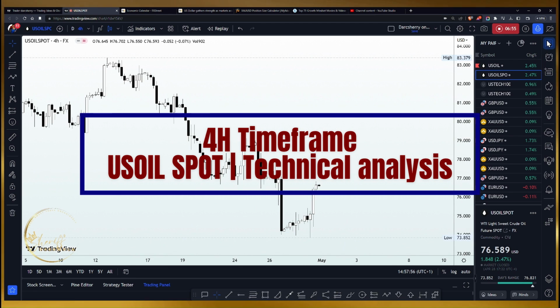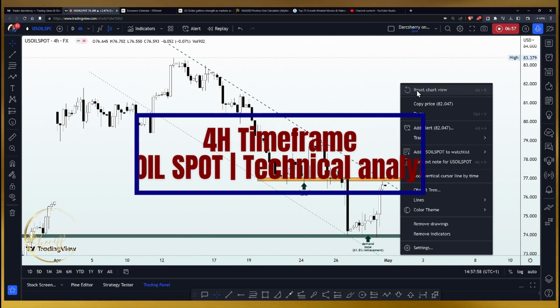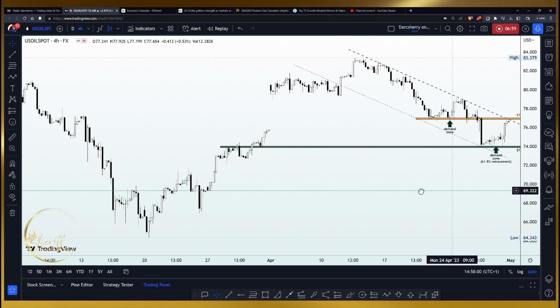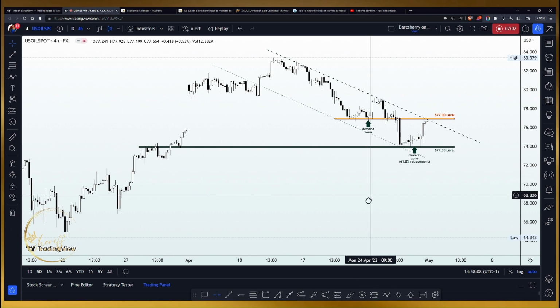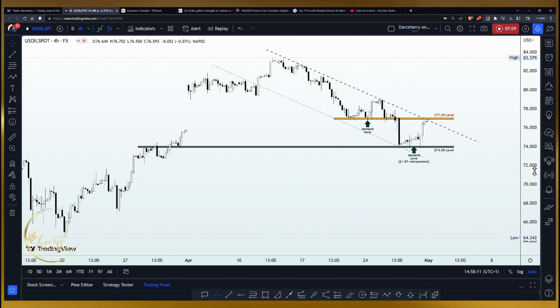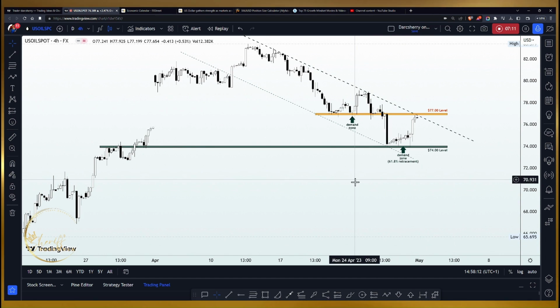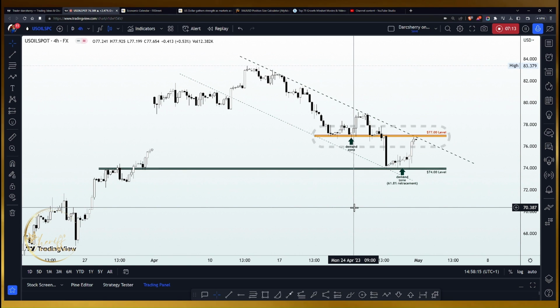So scaling down into the 4 hours time frame, this is what I was able to spot on this chart. So if you look at this whole situation, I have two key levels on this chart. That is the $74 mark, as you can see on your screen right now. And I also have the $77 area, which will be serving as our key level for this week. And you know what we mean when we say it's a key level.